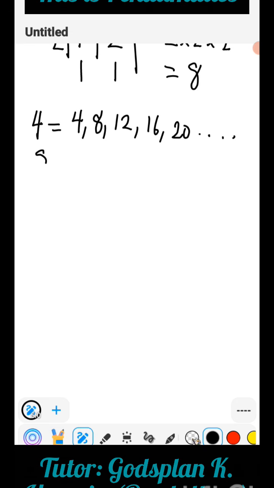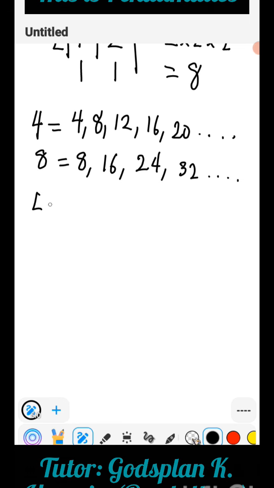We'll do the same thing for 8. 8 can divide 8, of course. 8 can divide 16, 8 can divide 24, 8 can divide 32, and so on and so forth. So these are the multiples of 4, numbers that 4 can divide without a remainder. These are the multiples of 8, numbers that 8 can divide without a remainder.